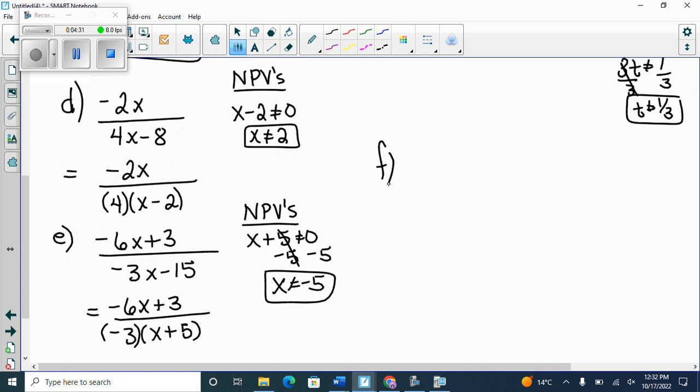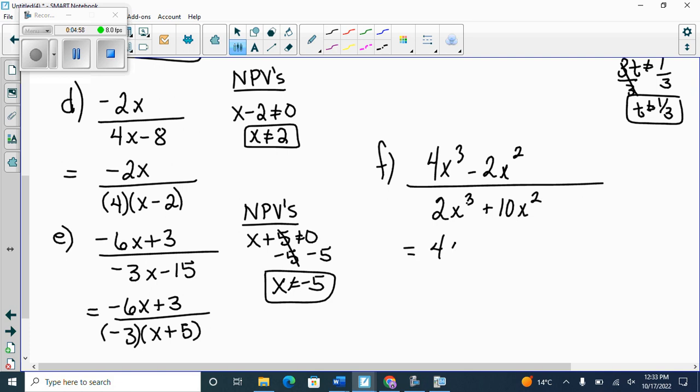So F has 4x cubed minus 2x squared all over 2x cubed plus 10x squared. So the numerator, I don't care. I could take out a 2 and an x squared, but there's no point because it's just NPVs. If it said simplify, I would have to, but it doesn't say that. The bottom, I can take out a 2 and an x squared.